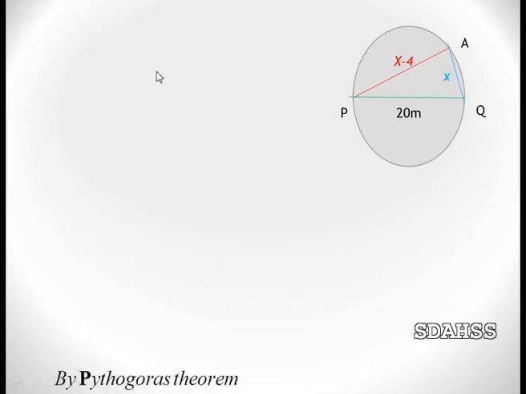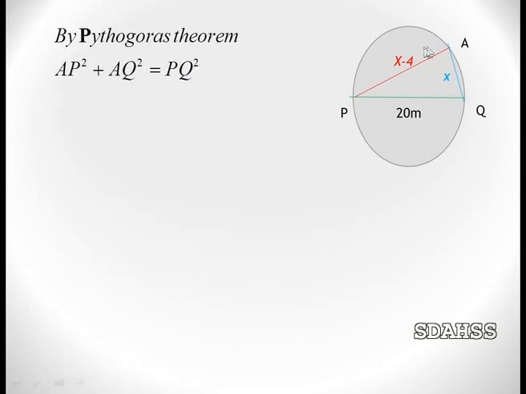Therefore, by Pythagoras theorem, AP square plus AQ square is equal to PQ square. Substitute the values. In place of AP, substitute x minus 4. In place of AQ, substitute x. In place of PQ, substitute 20. So this equation becomes x minus 4 whole square plus x square is equal to 20 square.